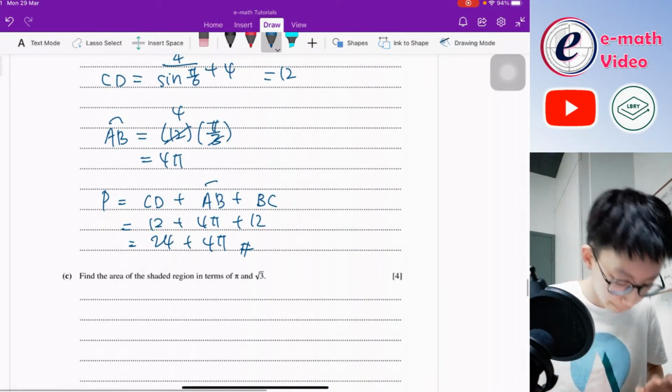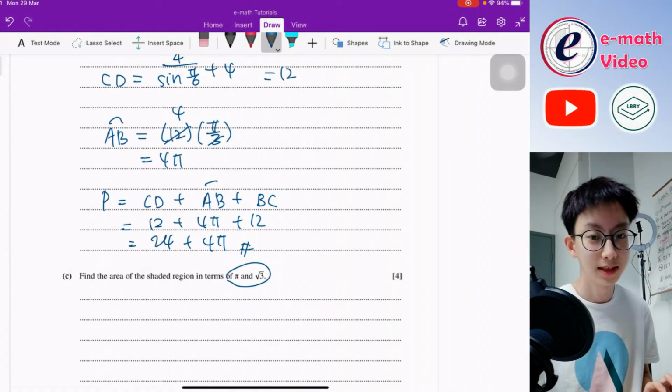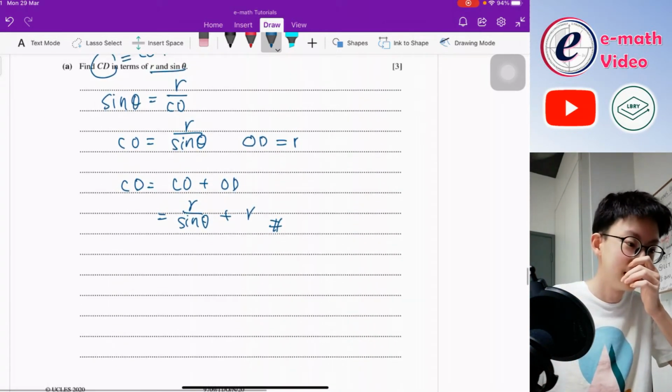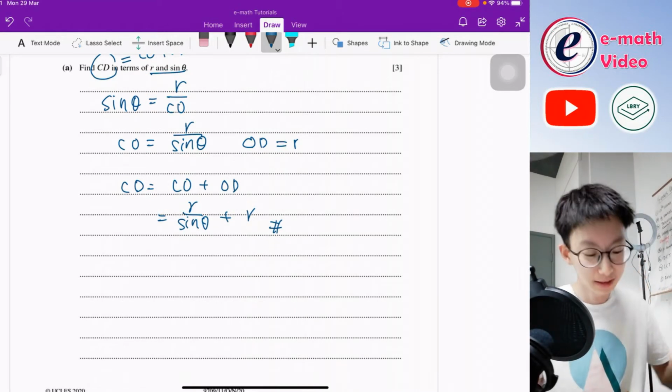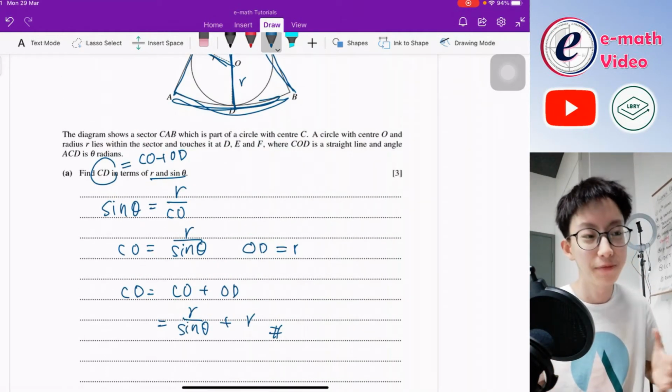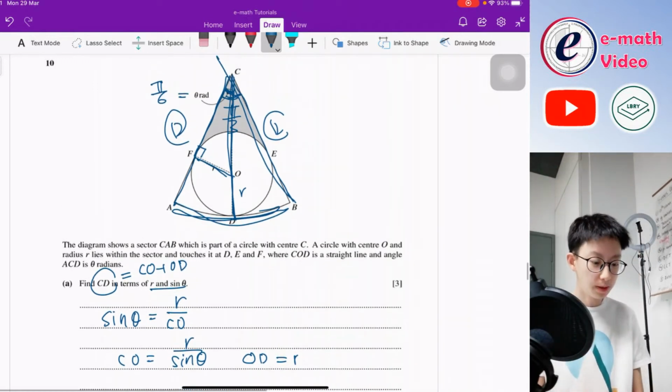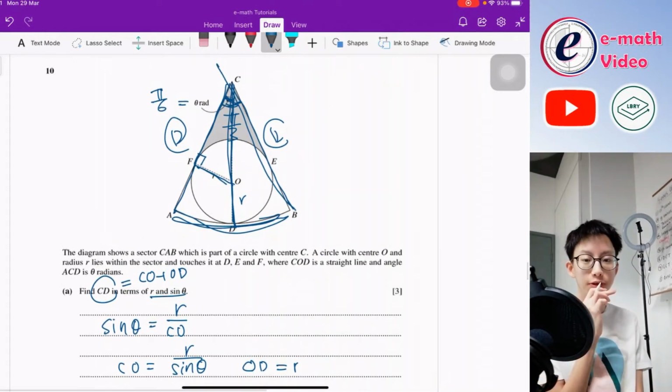Okay? Find the area of the shaded region in terms of pi and root 3. Actually, the question is very nice to us already because it already tells you that you will have a root 3 somewhere in the working. Okay, so how do you get a root 3?